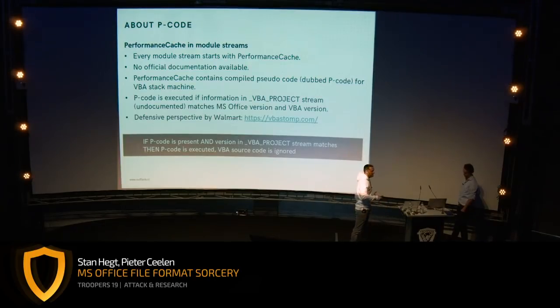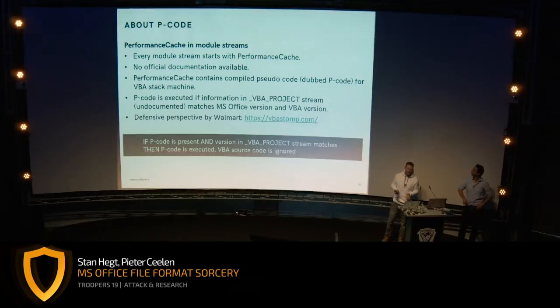Well, if you save a file in Microsoft Office, every module stream has a performance cache. As I said, there's no official documentation, and this performance cache contains pseudocode, which is called P-code, which is pseudocode like compiled code for a VBA stack machine. And the stack machine is VBA version specific, but the VBA version hasn't changed in the last few Office releases. So everything from 2010 onwards will work just fine. And the P-code is executed if the version of the file matches the version of the host, like Word or Excel that's running. And it then completely ignores the VBA macro and it runs the P-code instead.